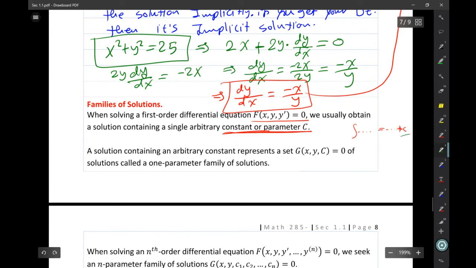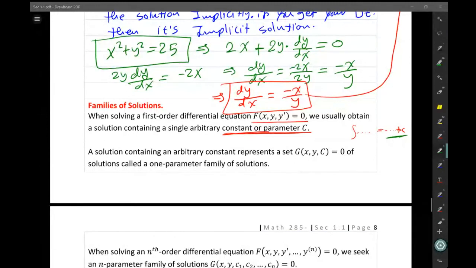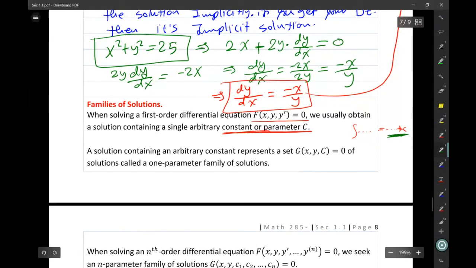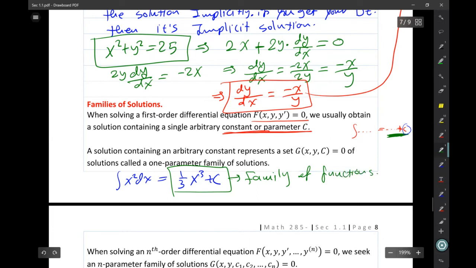What does this c mean in math, in indefinite integration? It is a constant, I know, but what does this mean? It means the result of your integration is not a single function, but it is a family of functions. Because each time you change this variable c, you will get a new function. For example, the integral of x squared dx, you will say 1/3 x cubed plus c. This is not a single function. This is a family of functions. Because each time you replace c, you will get a different function.